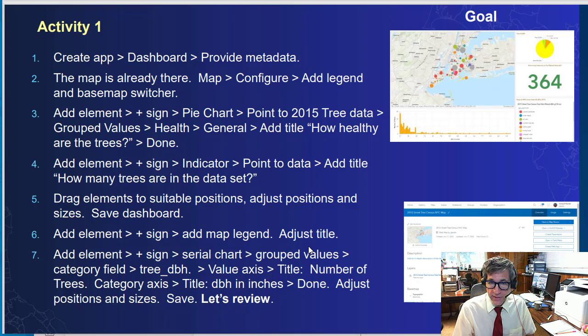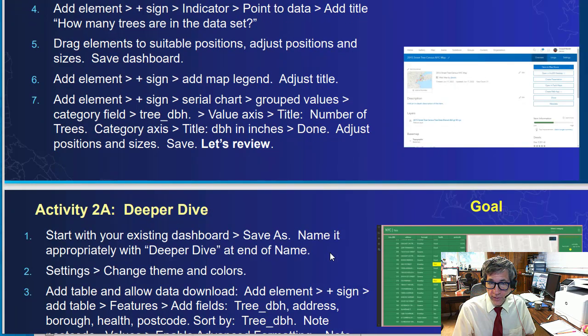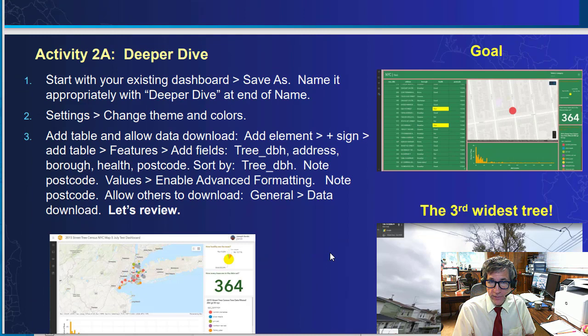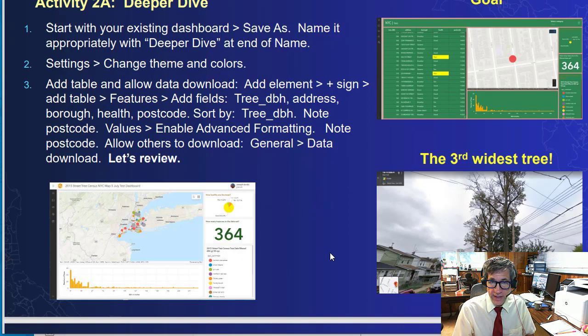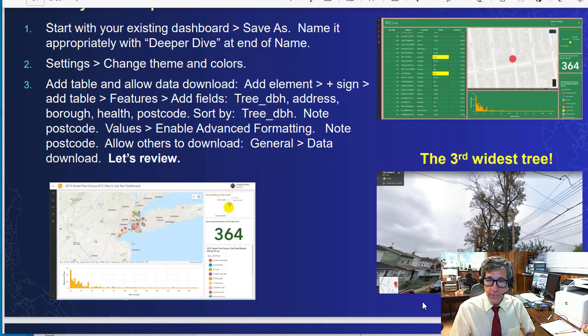And now in this next segment, I'd like us to do the following. Let's take a little bit of a deeper dive. We're going to start with our existing dashboard in this next segment. We're going to save it with a different title so we can go back to our beginning dashboard if we want to. We're going to change the theme and the colors ever so briefly. We're going to add a table and allow for data download. We're going to add some features, some fields to that table. We're going to enable advanced formatting, and then we're going to be able to sort these. Oh, this is going to be great. So a deeper dive in this next segment. Let's get started.